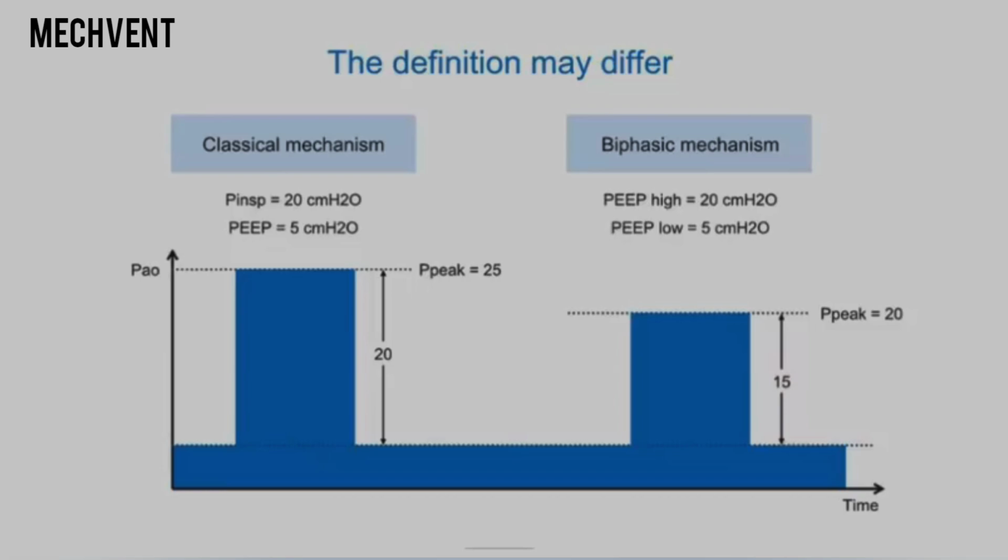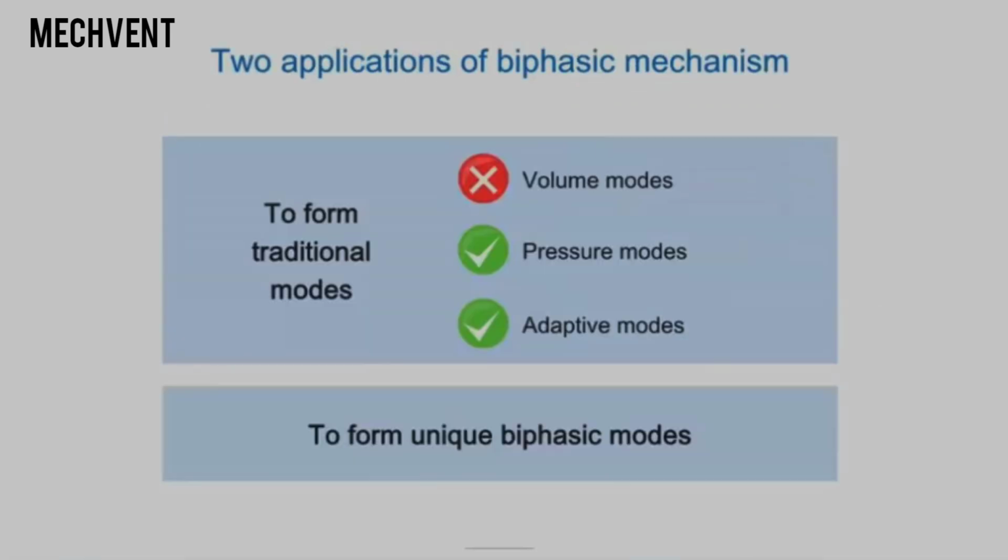In a pressure mode, however, the inspiratory pressure, that is, P control or P support, counts from PEEP. Therefore, in a pressure mode, the peak pressure is the sum of P insp and PEEP, while in a biphasic mode, the peak pressure equals PEEP high. If you are not sure how inspiratory pressure in pressure modes and biphasic modes is defined in your ventilator, ask the manufacturer. 2 applications of the biphasic mechanism.